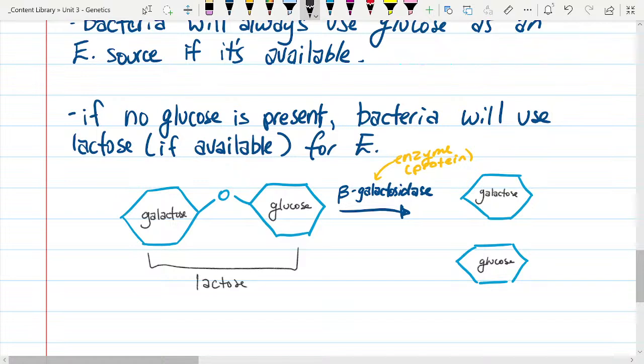Yeah, cellular respiration. What's the first step of that? Glycolysis. So these can then enter the glycolytic pathway. Does that make sense?